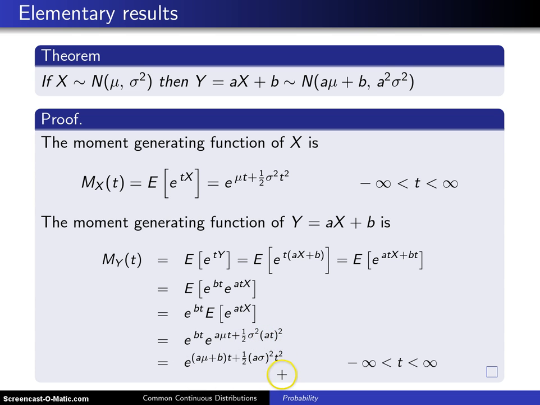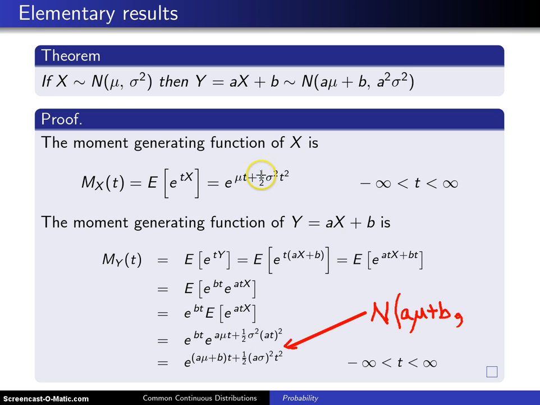Now at this point it becomes a pattern matching problem, and that is you look at what you know the distribution of a normal is, and it's got that particular form right there, but instead of having a mu here, notice we have a mu plus b. So we're going to have a normal distribution, and it will have a mu plus b as its mean.